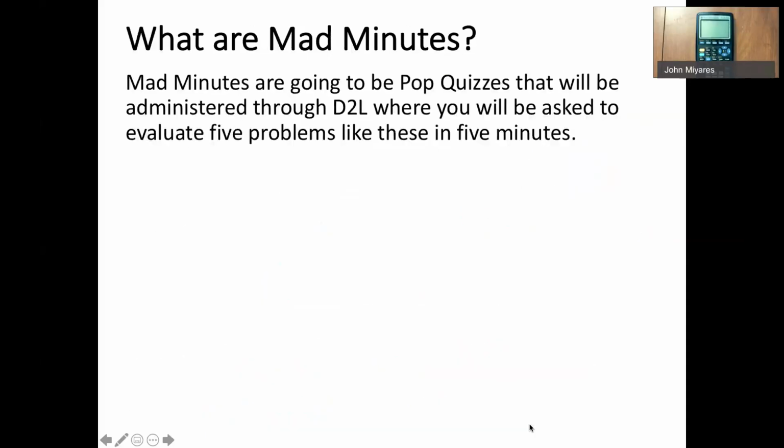Now, just so you know, when we start getting into these things I call mad minutes, the problems that we just did are the types of problems you're going to see. You'll be given 5 problems like the ones that we just did on the previous slide, and you'll be expected to evaluate them without a calculator in 5 minutes. The plan is to set them up as a timed quiz to be administered through D2L that will be done during an ORT session. Then we'll go over them afterward.